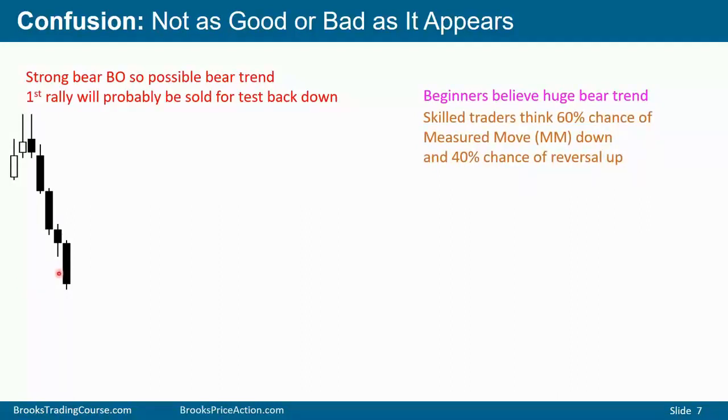Traders know that nothing is 100%, and even when they see a strong sell-off like this, there's probably only a 60% chance it's going to lead to a measured move down in a trend. And there's a 40% chance that it will not, that it will reverse up and most likely become a trading range. It could reverse up into a bull trend, but when it's this strongly down, usually the first reversal up is minor, and you get a trading range instead of a bull trend.